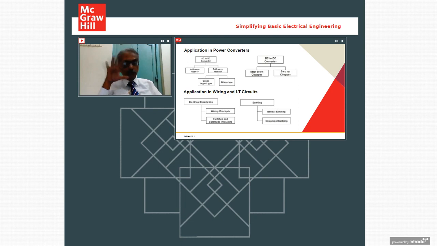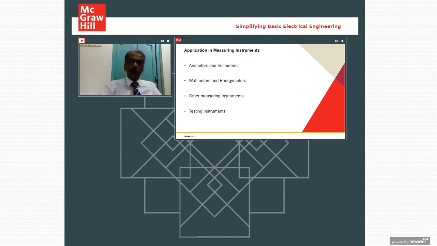So that is not known until and unless they have preliminary ideas about these LT circuits, wiring, appliances, and equipments used in low tension circuits. So that is very important. And then application of measuring instruments. Application of measuring instrument is always important. Even nowadays, even though digital instruments have come, still they are very important.